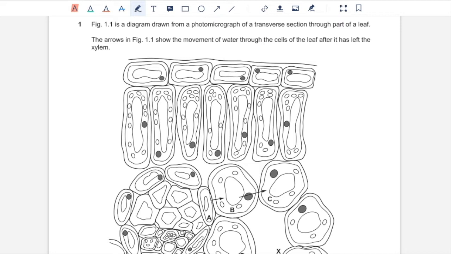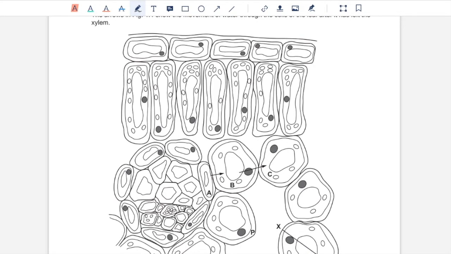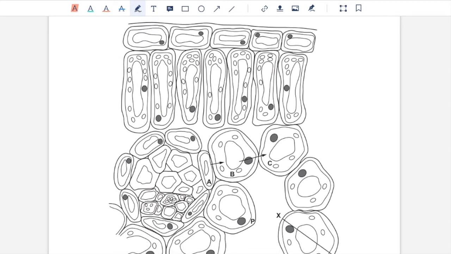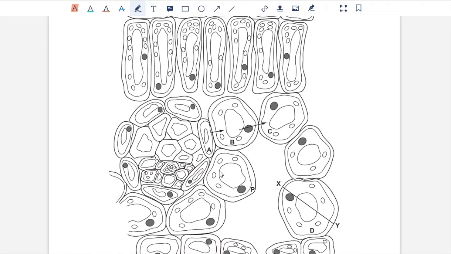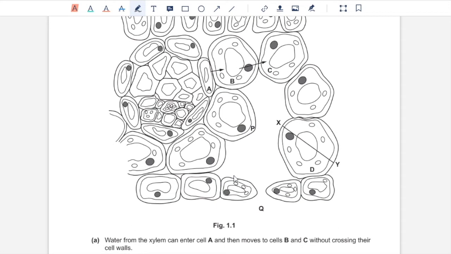Figure 1.1 is a diagram drawn from a photomicrograph of a transverse section through part of a leaf. The arrows in figure 1.1 show the movement of water through the cells of the leaf after it has left the xylem vessel. So water moves in the leaf through symplast and apoplast pathways. The symplast pathway includes the movement between cells crossing through plasmodesmata without crossing cell walls, whereas the apoplast pathway would be crossing cell walls without entering the cells.